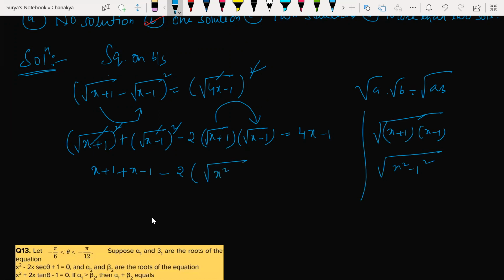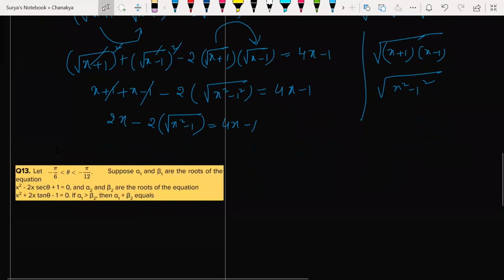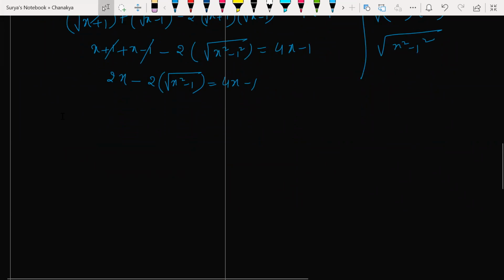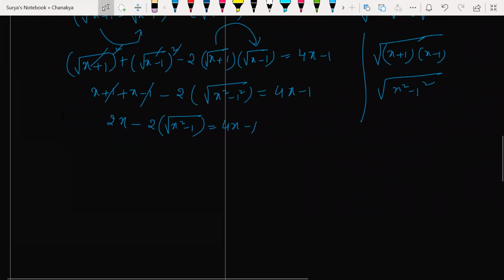Yes, of course, yes. 4x minus 1, isn't it, guys? Yes or no? Okay. So look at this here, plus 1 minus 1 will get cancelled, 2 times of x minus 2 times of square root of x square minus 1 is equal to 4x minus 1, right? So let me create some space here, just a minute. Yes, look at this here, guys. Basically this is a basic question of JEE. Getting my point? This is a basic question of JEE.